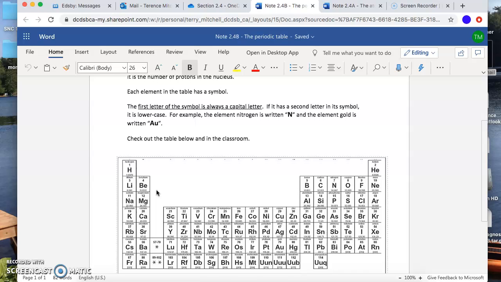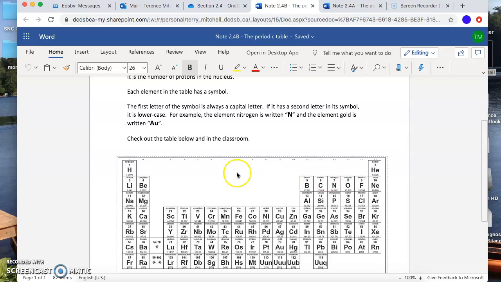Each element has a symbol. The symbol for hydrogen is H. The symbol for helium is He. You'll notice that everywhere on this periodic table, they all start with a capital letter. If it has one letter, like hydrogen, potassium, moving over here, boron, carbon, nitrogen, oxygen, fluorine, it's just a single capital letter.